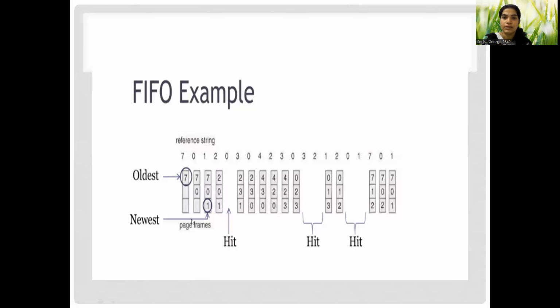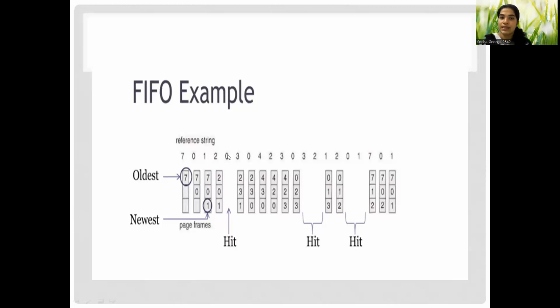Now, when the reference string has come to 2, the memory is already full. So we need to choose which page has to be replaced. What does FIFO say? It is first in, first out. The first page that came into the main memory was 7. So according to FIFO, 7 will be replaced by 2. It becomes 2, 0, 1. This is also a page fault.